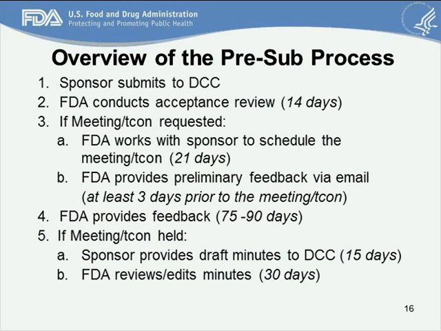Then we provide our feedback within the time range of 75 to 90 days. We're shooting for 75. The guidance document has been updated to indicate that this is the range that we are shooting for. So that would be either holding the meeting or teleconference by this time frame, or if you have only requested written feedback, sending you that email within this time frame.